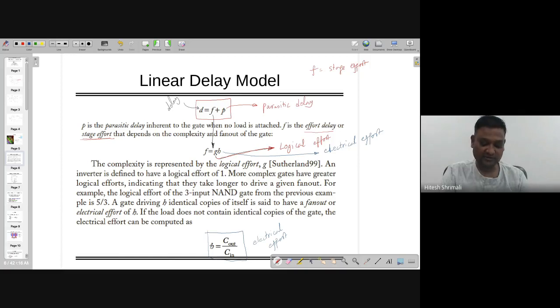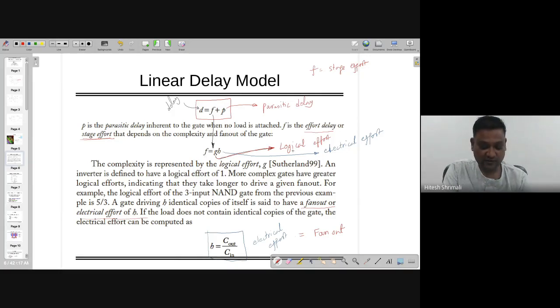But sometimes that is not happening. There is another word for electrical effort. We have renamed it, but the original name is fan out. So how much capacitance, or how many input gates, can be driven by a particular logic gate is the fan out, or the electrical effort, as we have shown here. There is one more thing, logical effort, which we have not talked about, but it will be understood in the next slide.